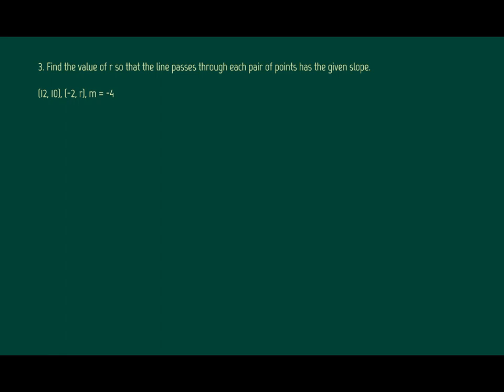All right, so we know that slope is negative 4. Y2 is r. Y1 is 10. X2 is negative 2. And x1 is 12. So let's simplify this. We have negative 4 equals r minus 10 over negative 2 minus 12, which would be negative 14. I need to isolate the r because that's what we're finding. We're finding the value of r.